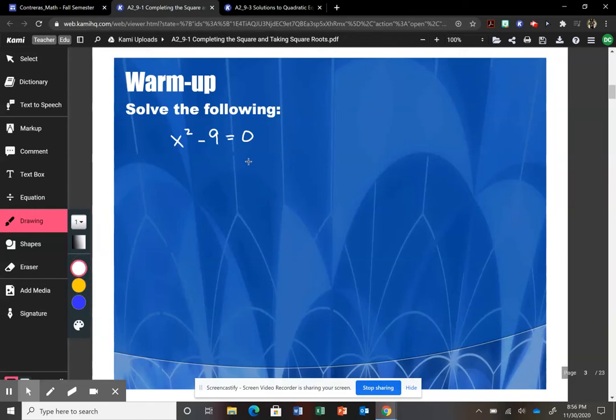All right, welcome back. Today we're going to go over two different methods, one of which is taking square roots and the other being completing the square. Okay, so we're going to start with this warm up. We've been working with quadratic equations, and usually they're in the form.